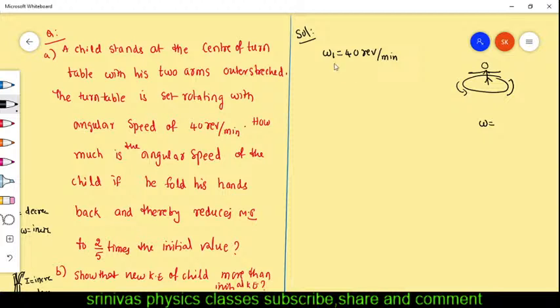Actually, this is not the angular velocity, because the angular velocity unit should be radian per second. But here they gave us revolutions. Revolution means we write omega is equal to 2 pi N by t, where N is the number of rotations. Here this omega we can also write as 2 pi small n, where small n is the number of rotations per second.